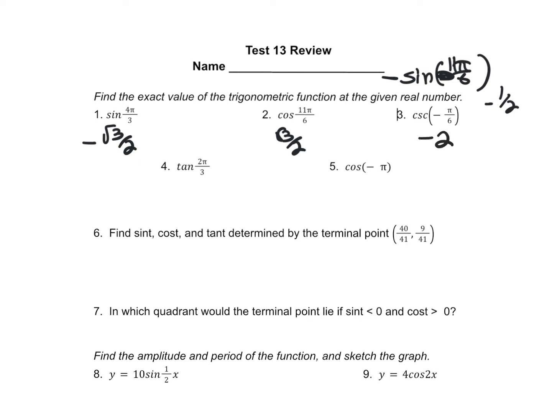All right, number 4, tangent 2 pi over 3. Remember, pi over 3, there's just 1 and square root of 3, so I'm going to put a square root of 3 right there. 2 pi over 3 puts it in quadrant 2. Quadrant 2, the signs for sine and cosine are different, so it's going to be negative. Cosine of negative pi, remember we talked about this week. If it's negative with cosine, you could just drop it and do cosine pi. Cosine of pi is negative 1. So those are pretty quick if you know your unit circle.